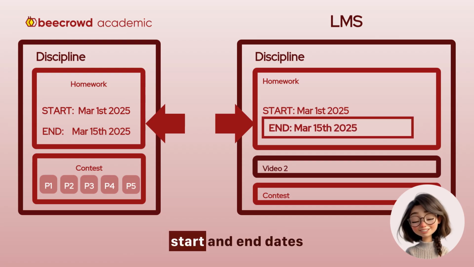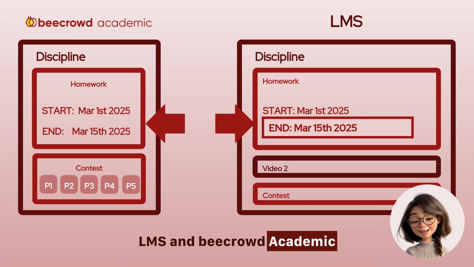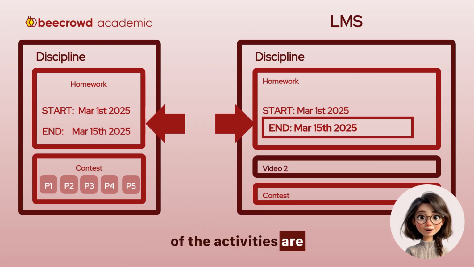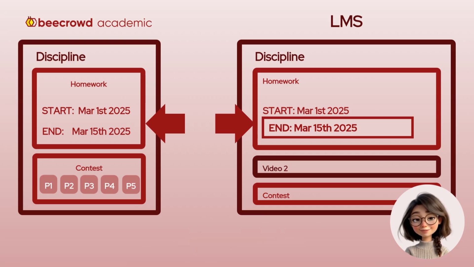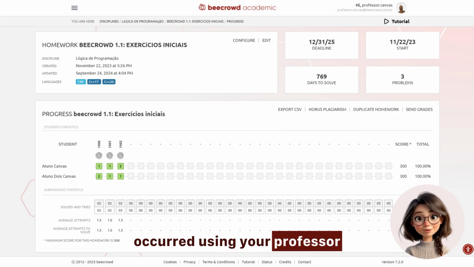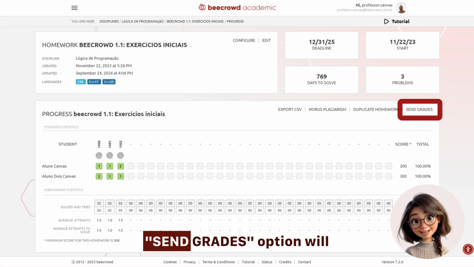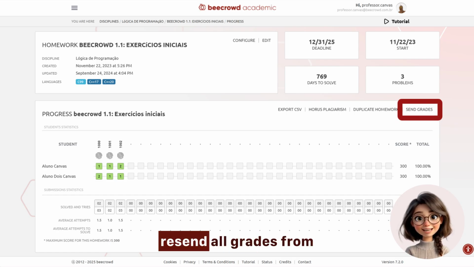First, ensure that the start and end dates and times have been adjusted in both the LMS and beecrowd academic so that they are aligned, and that the final date and time of the activities are later than the current date and time, ensuring the LMS is open to receive grades. Simply access the activity where the synchronization issue occurred using your professor profile directly through the link in the LMS. By doing this, the Send Grades option will appear in the upper right corner of the beecrowd academic progress screen. Click this option to resend all grades from the exercise list to the LMS.